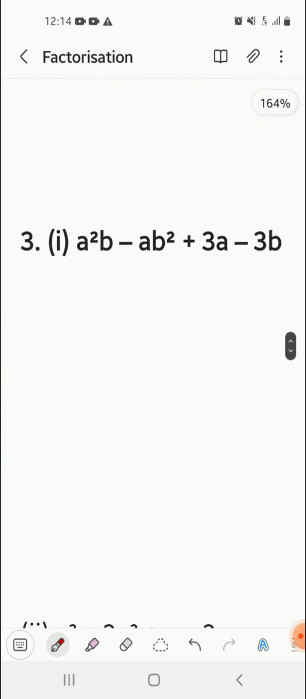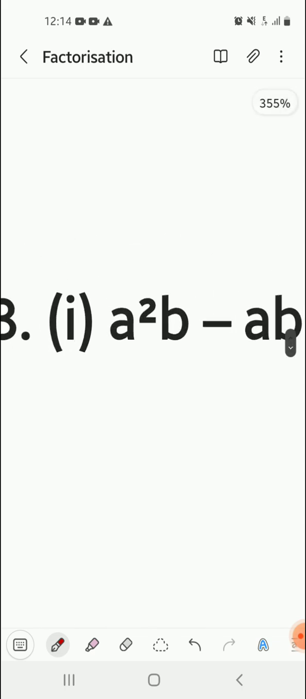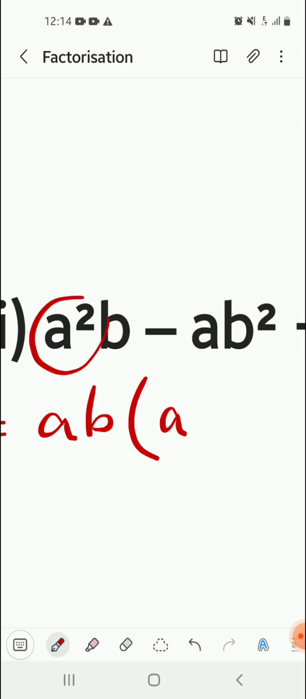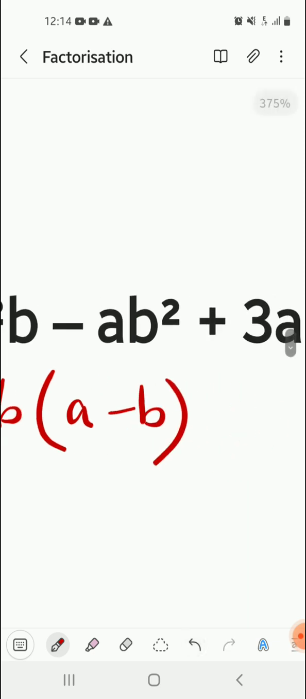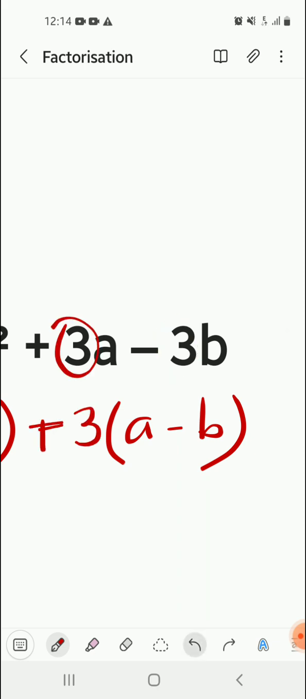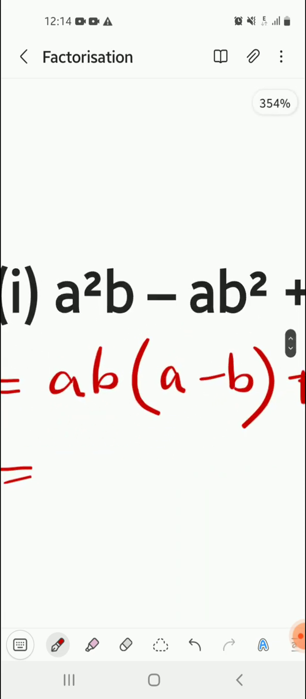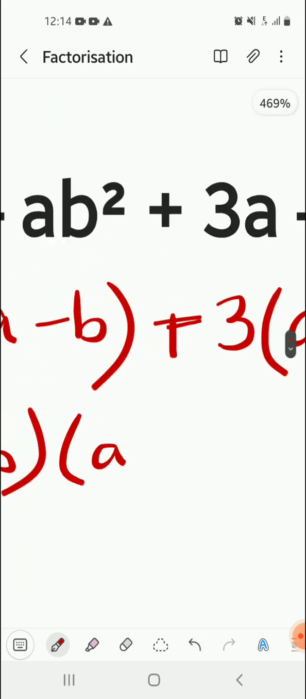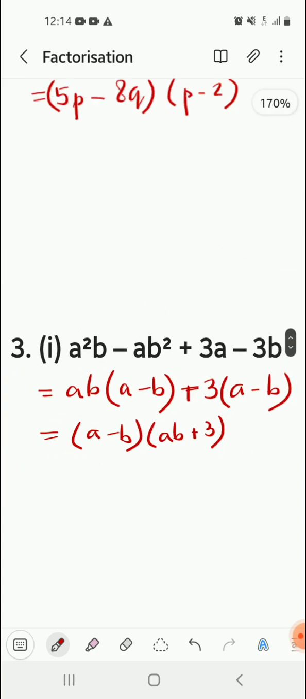Moving on next, a square b minus ab square and plus 3a minus 3b. So here what is common is a and b. Here we are left with 1a, that is from here, and here we are left with 1b, that is from here. A minus b is common for both, right? A minus b, and here you can see very well 3 is common in both the cases, 3 and 3. So here we are left with the factors, that is a minus b, common in both the cases here and here, and whatever we are left with, that is ab plus 3. So we are going to write ab plus 3.